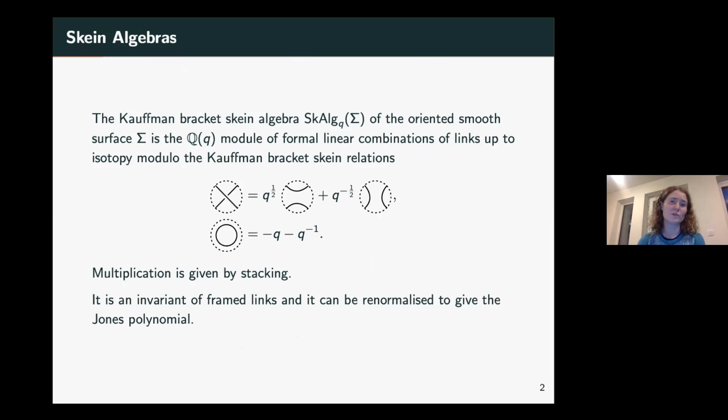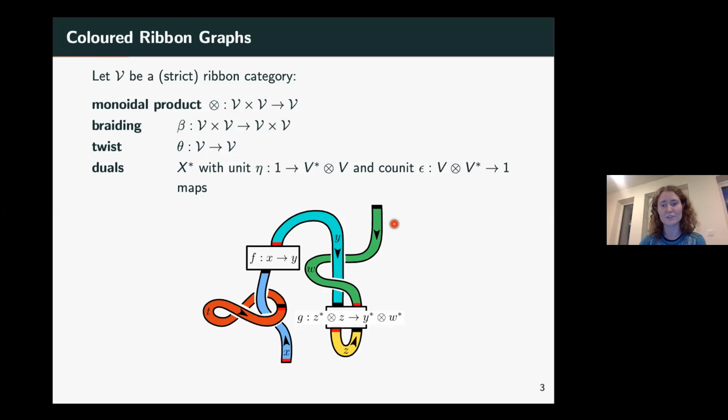But now what we're going to be talking about is how do you define a generalization? So how do we construct a category from this? And the first thing we need to do to construct a category is to define what we mean by these colored links. So the thing we need to do is we have a ribbon graph.